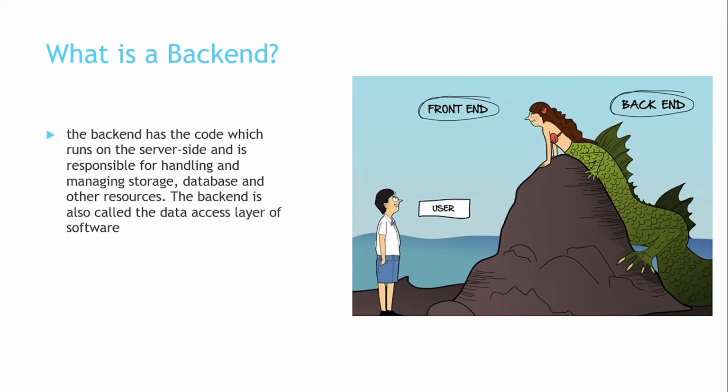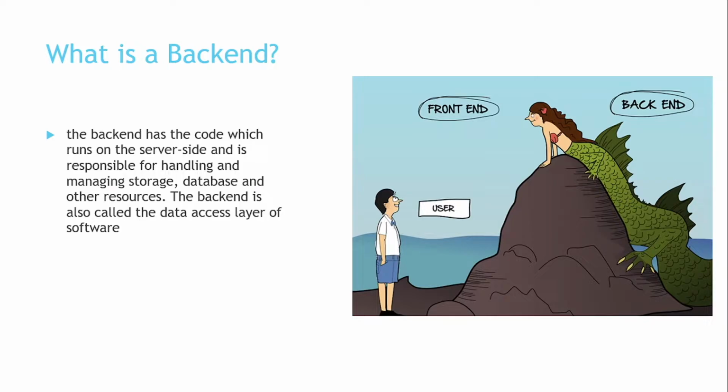So first let's understand what a backend actually is. A backend is nothing but server-side code which is responsible for handling and managing storage, database, and other resources. Whenever we create an application, there is a backend side of that application. On the front-end side, the user can easily access and view whatever we want to show. For example, in a web application, whatever the user sees in a website, for example forms, buttons, everything, that is the front end.